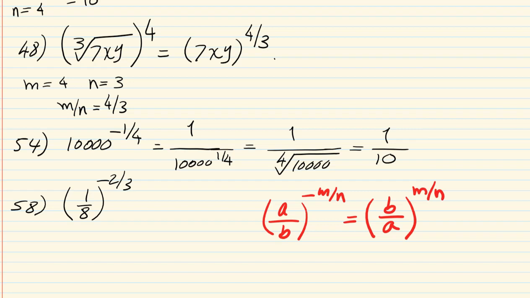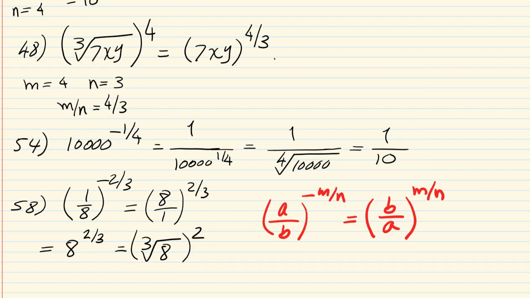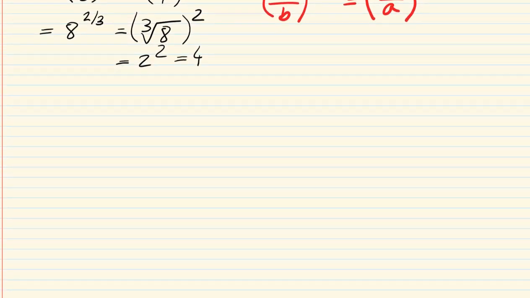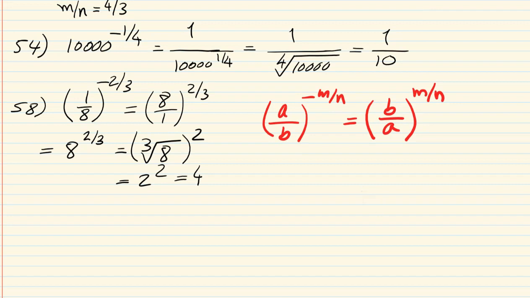So if I employ this property, then I can actually rewrite this as 8 over 1 to positive 2/3. Now 8 over 1 is just 8, isn't it? Any number divided by 1 is itself. So that's just 8 to the 2/3 exponent. Now, to 2/3 exponent, so again, rewrite it in radical form. The denominator becomes the index. The numerator becomes the power on the radical. Cube root of 8 is 2, and 2 squared is 4. Okay, and there we have this one, number 58.